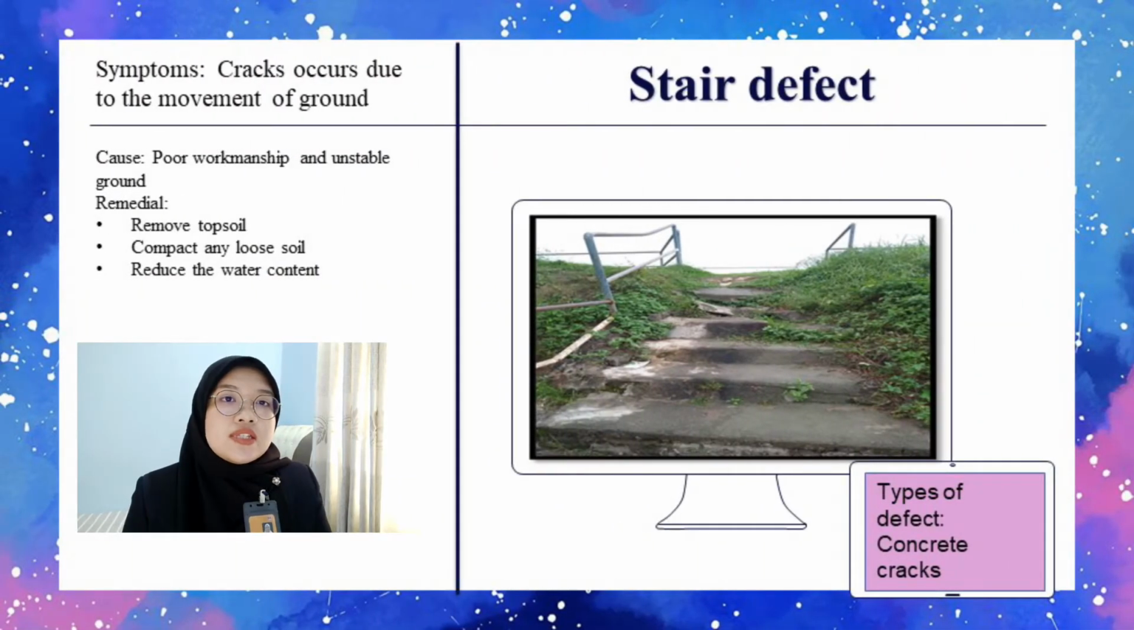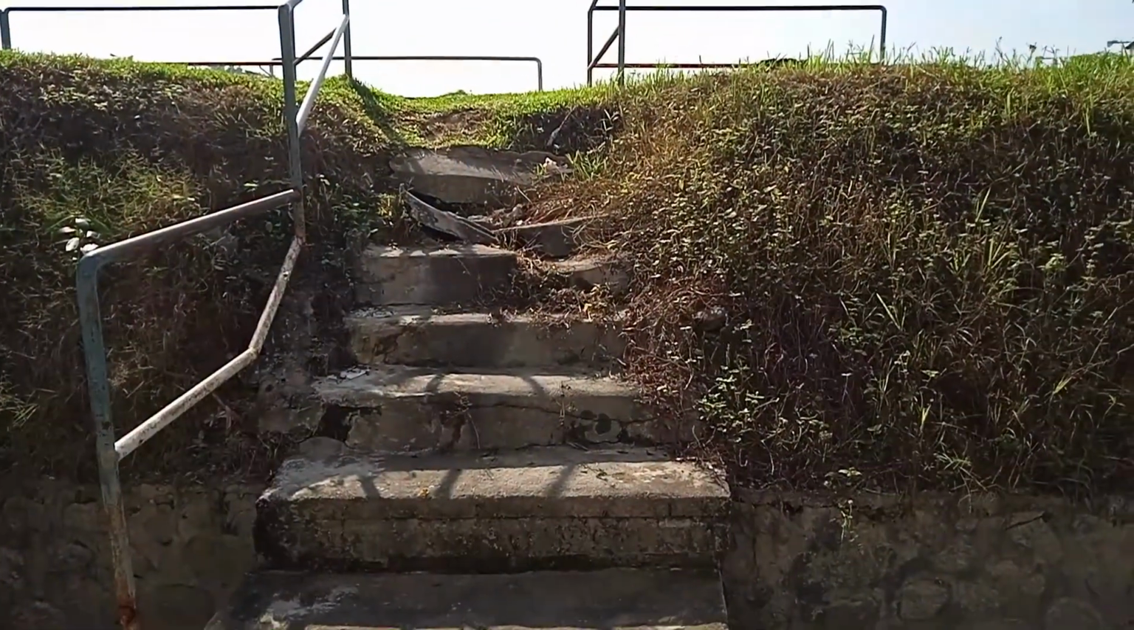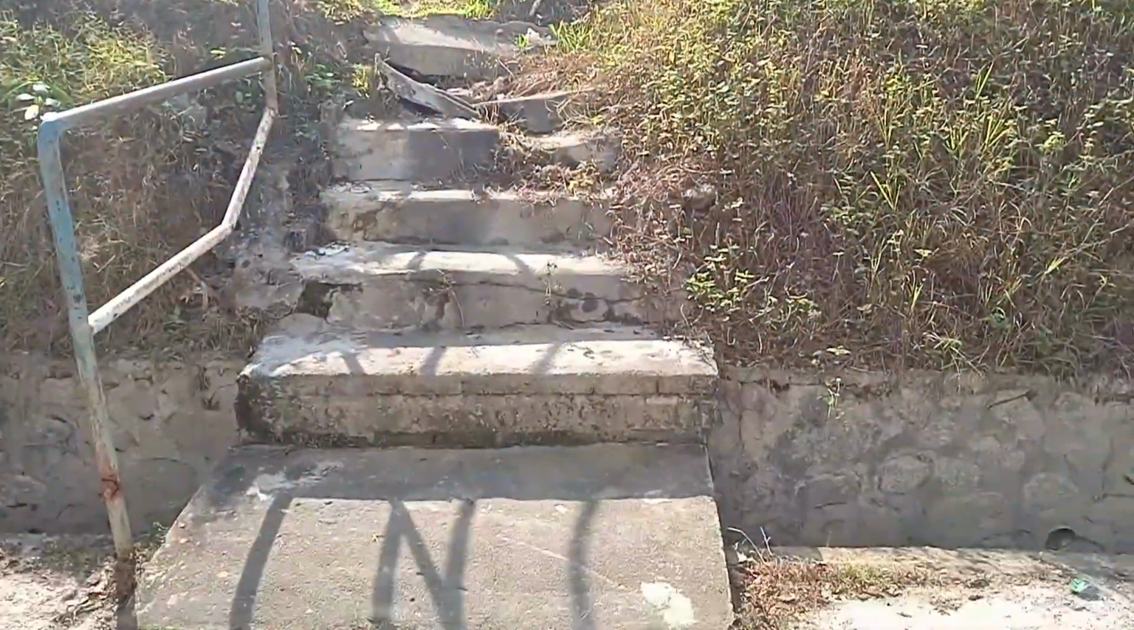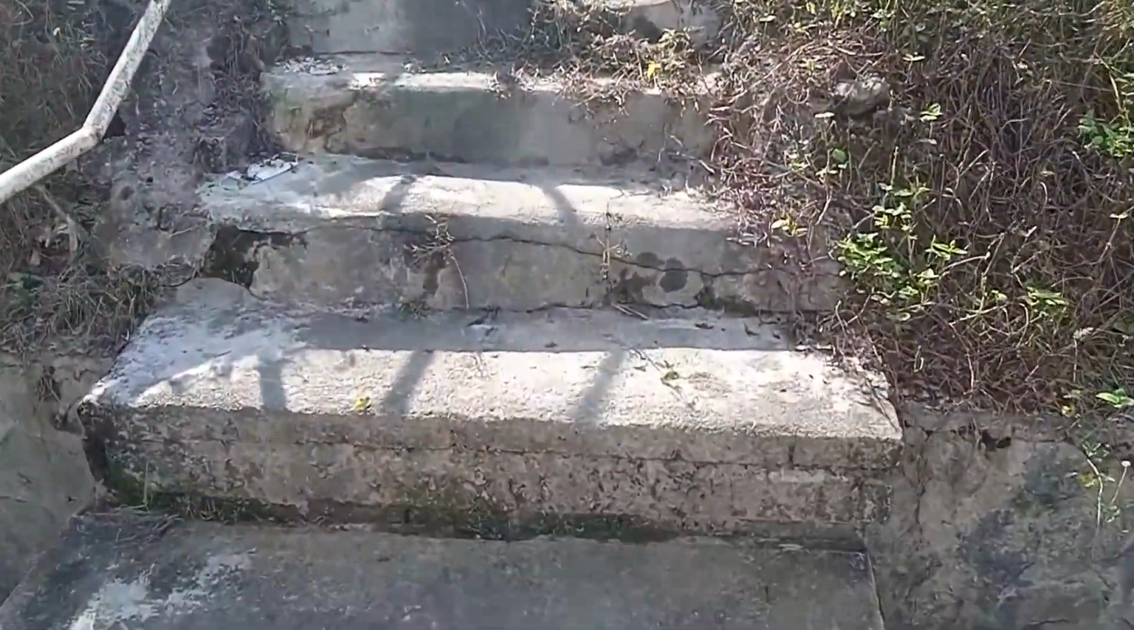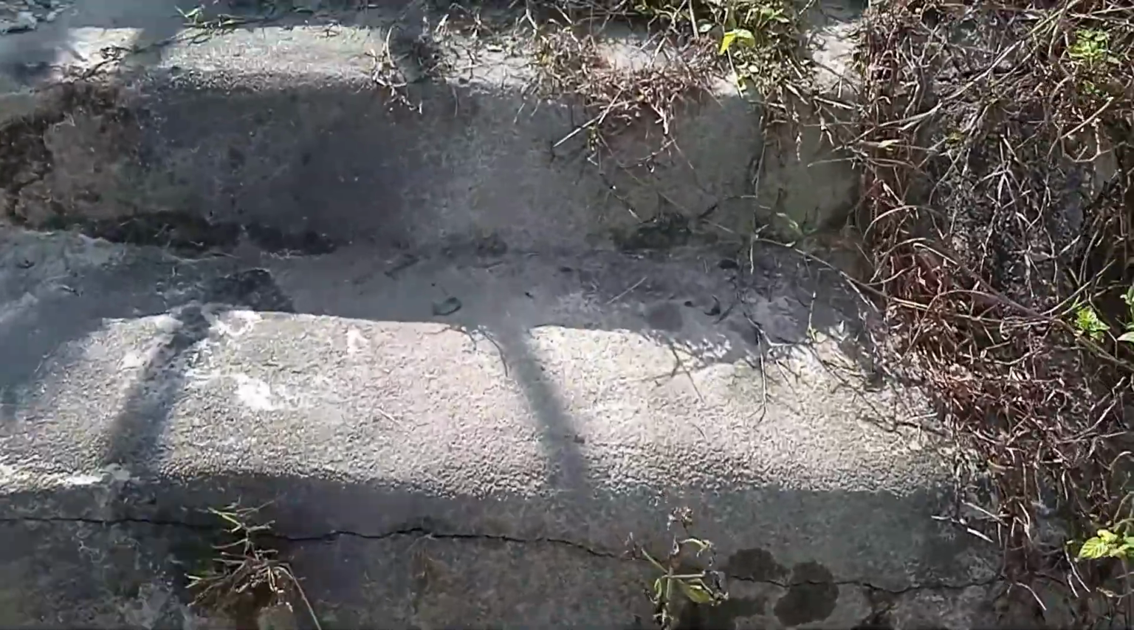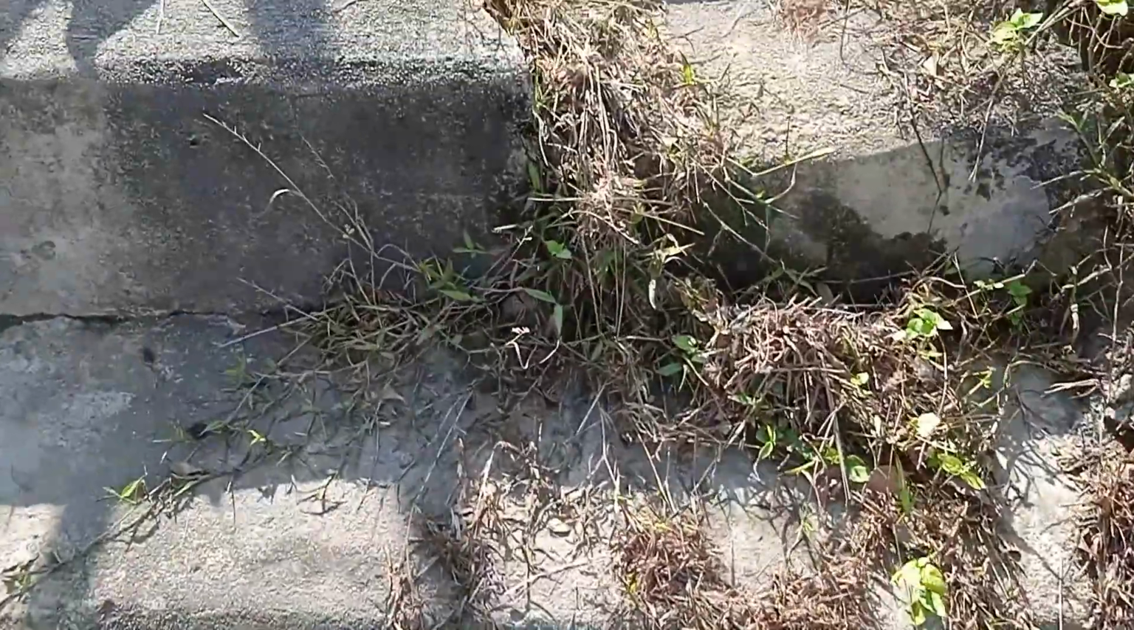Next defect, which is stair defect, where there are concrete cracks on the stair in front of the apartment. It is identified as cracks occurring due to the movement of the ground, which is causing some part of the stair to collapse. This happened because of poor workmanship and the movement of the ground being unstable.